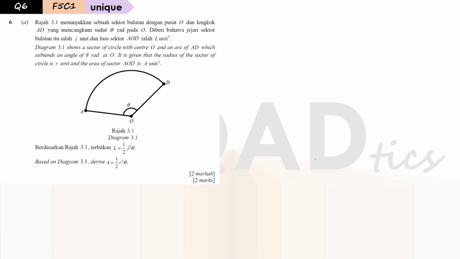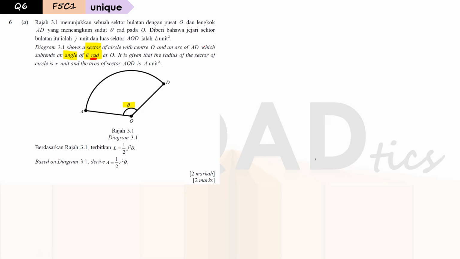Question 6, we are going into circular measure, and in part A, we are given a sector with a center O here, right? And then we are given an arc, which is arc AD, and we have an angle here, which is theta, and it's in radians. Okay, so let us take a note here, it's in radians.